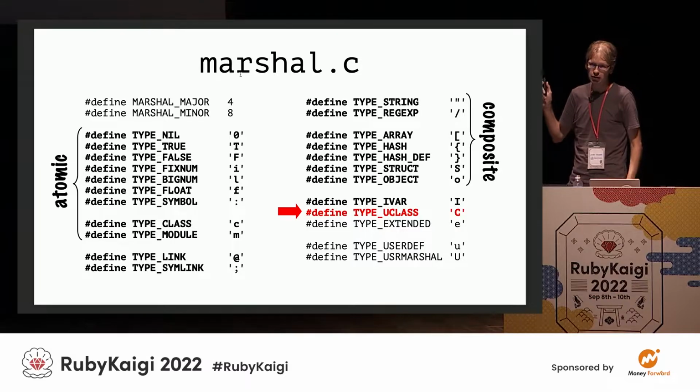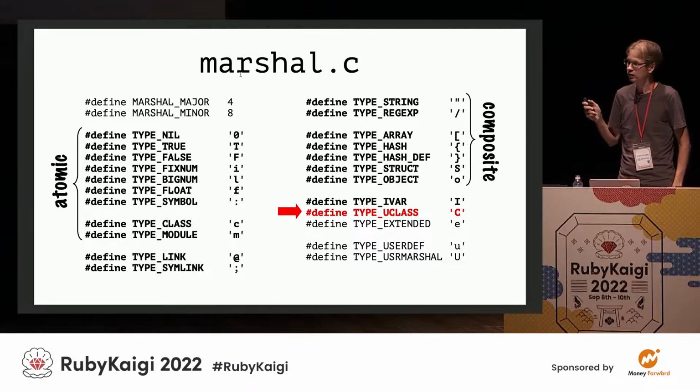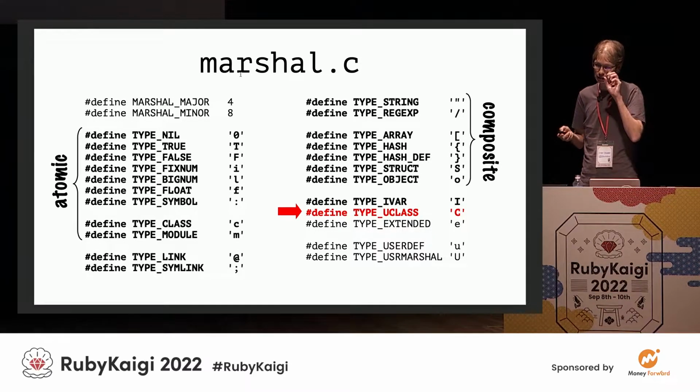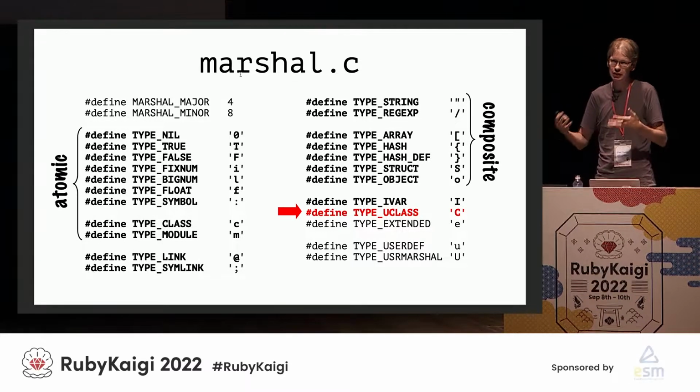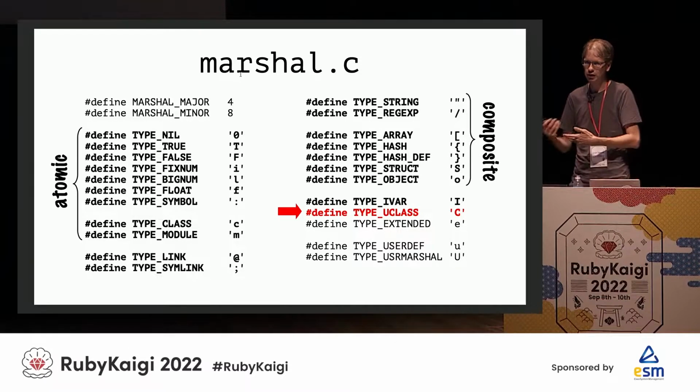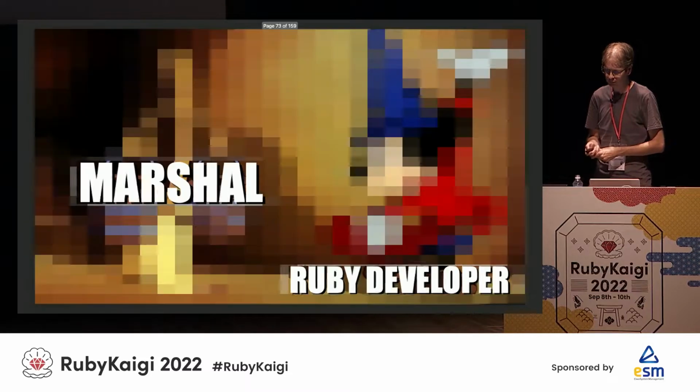It has this thing called type uClass. I don't know why it's called uClass. Maybe a Ruby committer can tell you, but it's represented by a capital C. And basically, it just attaches the class name to the hash data, so that when it brings it back to life, it knows that that thing is not a hash, it's a myHash.